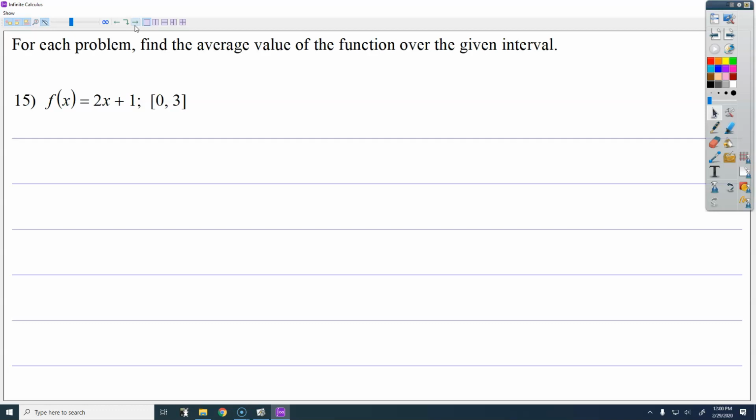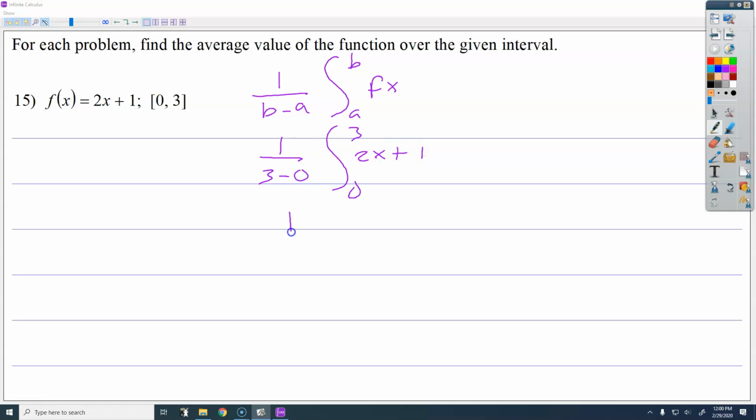This one's asking us to find the average value of the function on the given interval. So the average value theorem is this, as we saw earlier in our video today. So if I were to plug all this stuff in, it would look like this. So 3 minus 0 is just 3. Now, let's go ahead and integrate this function. So what is the integral of 2x plus 1? That would be x squared plus x, going from 0 to 3.